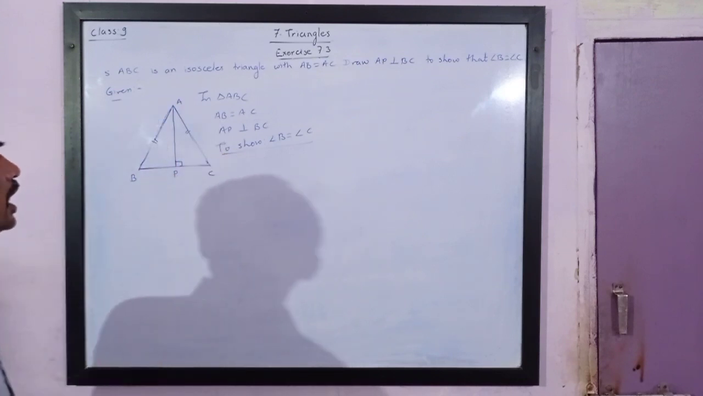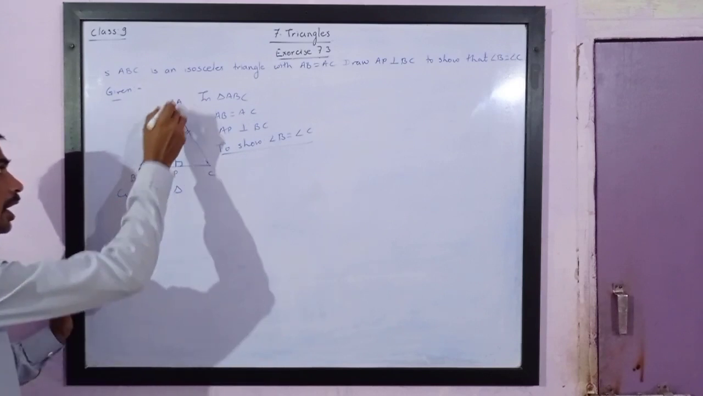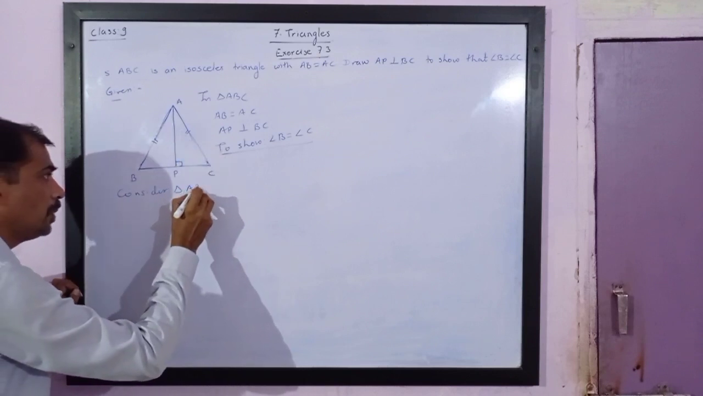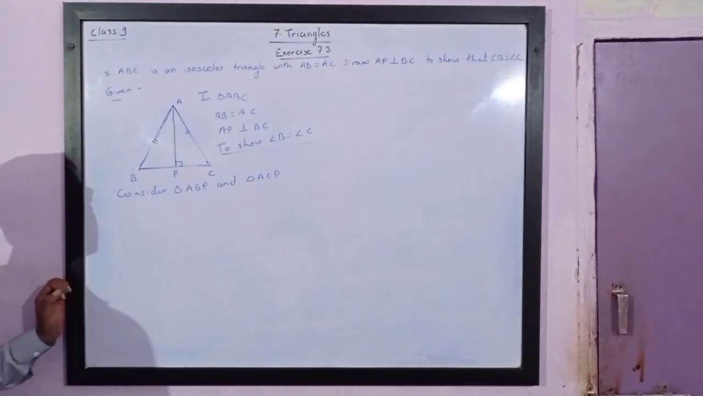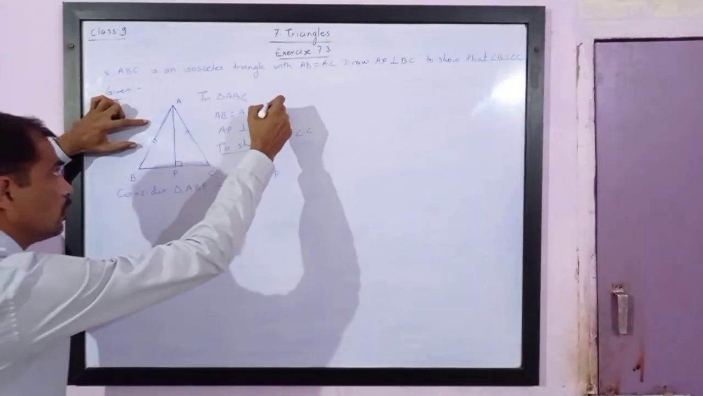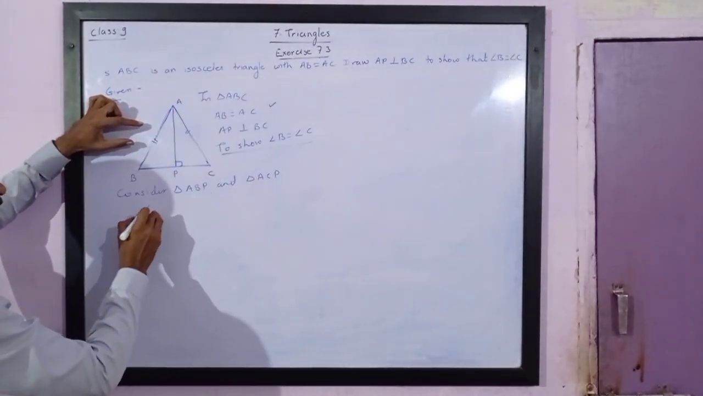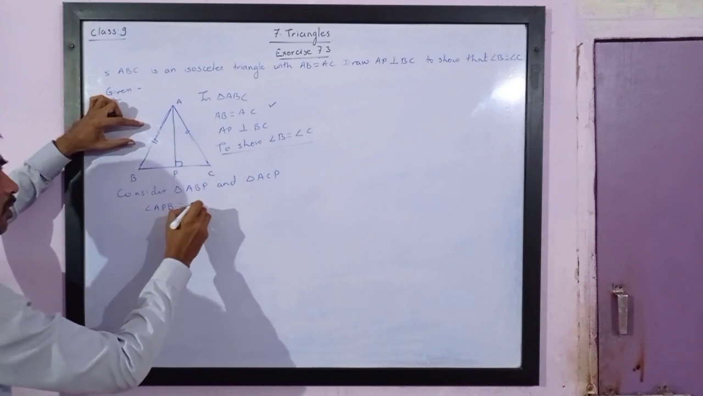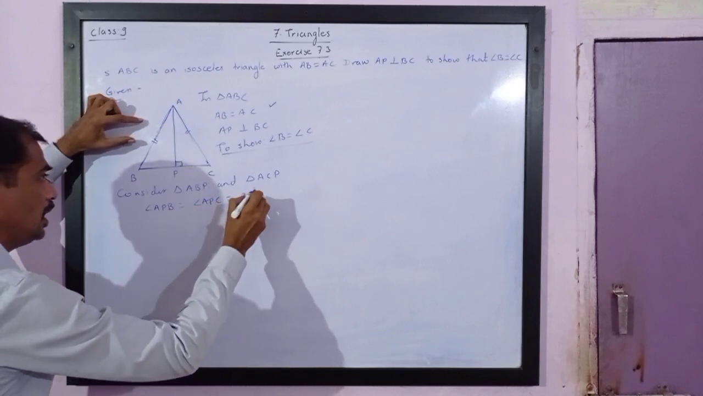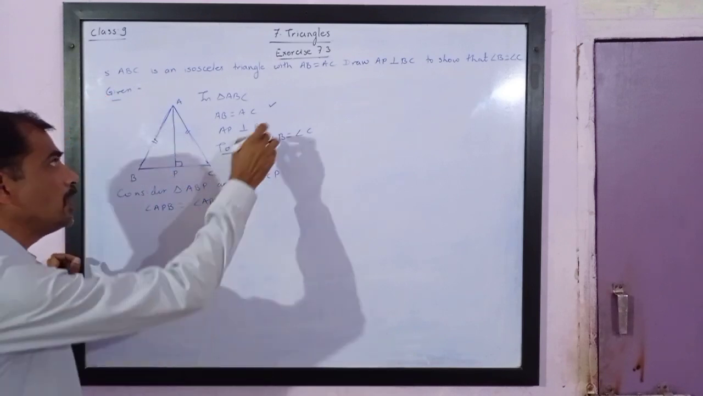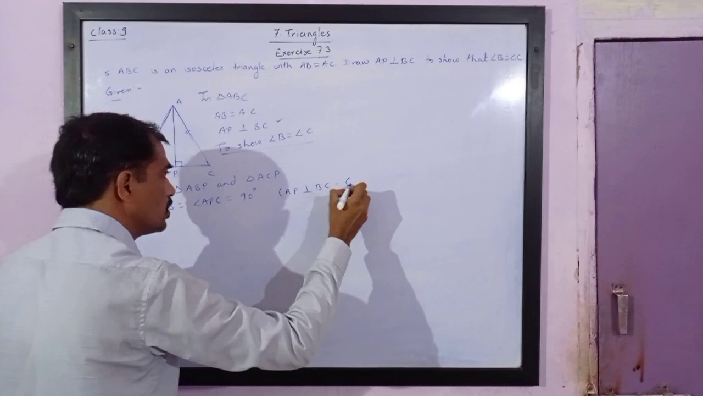Now, in order to get the solution, consider triangle ABP and triangle ACP. It is already given to us that AP is perpendicular to BC. So angle APB is equal to angle APC is equal to 90 degrees, each is 90 degrees, since AP is perpendicular to BC. This is given to us.